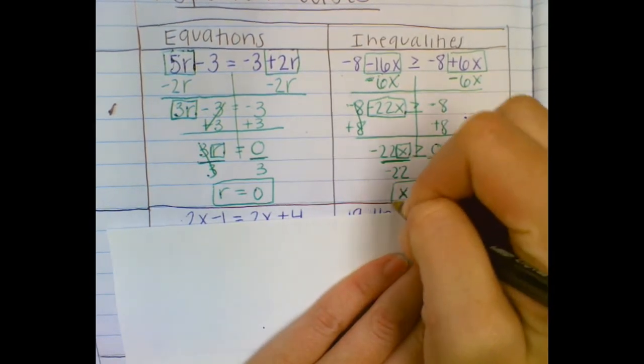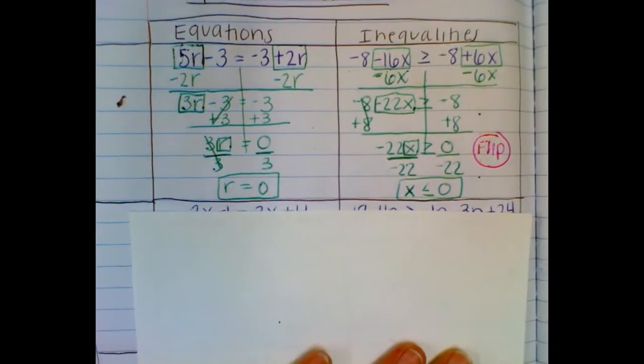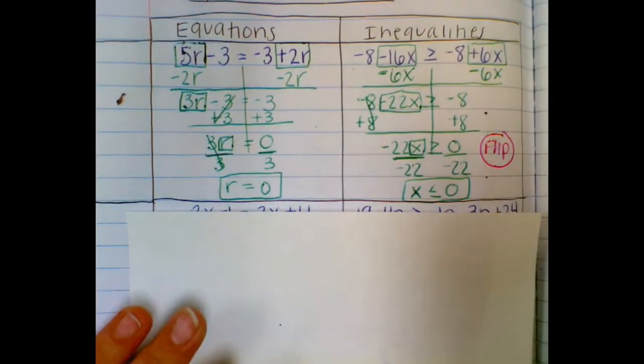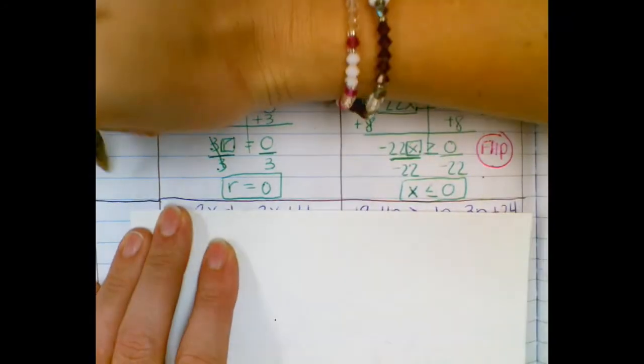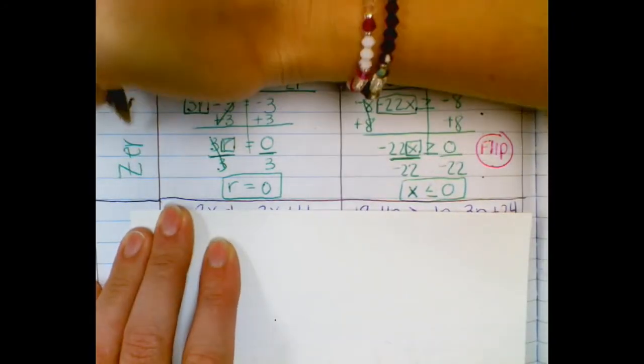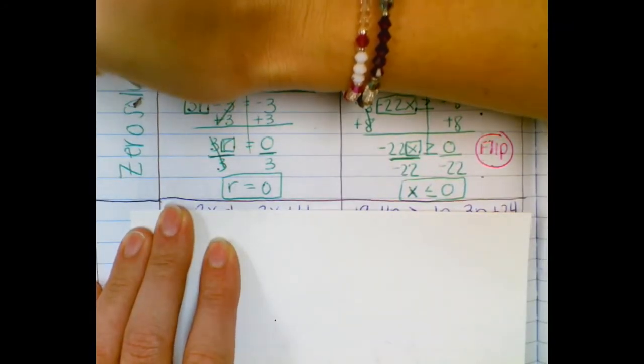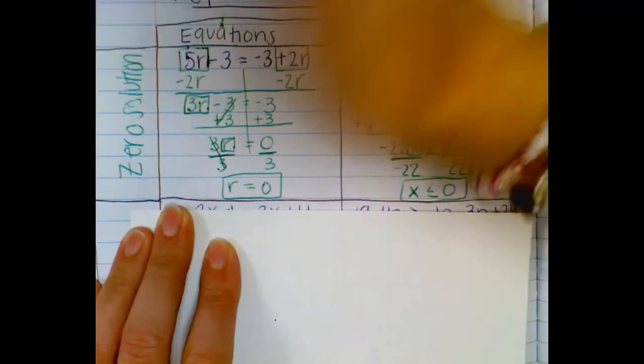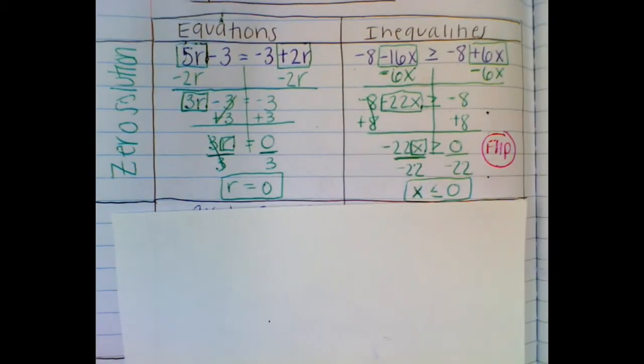And for today, I'm not going to make you graph that solution. But notice, both of these got me 0. So this special case is a 0 solution. That means the number 0 is the actual solution. Sometimes you get 1, 2, 3. This time we just get 0.